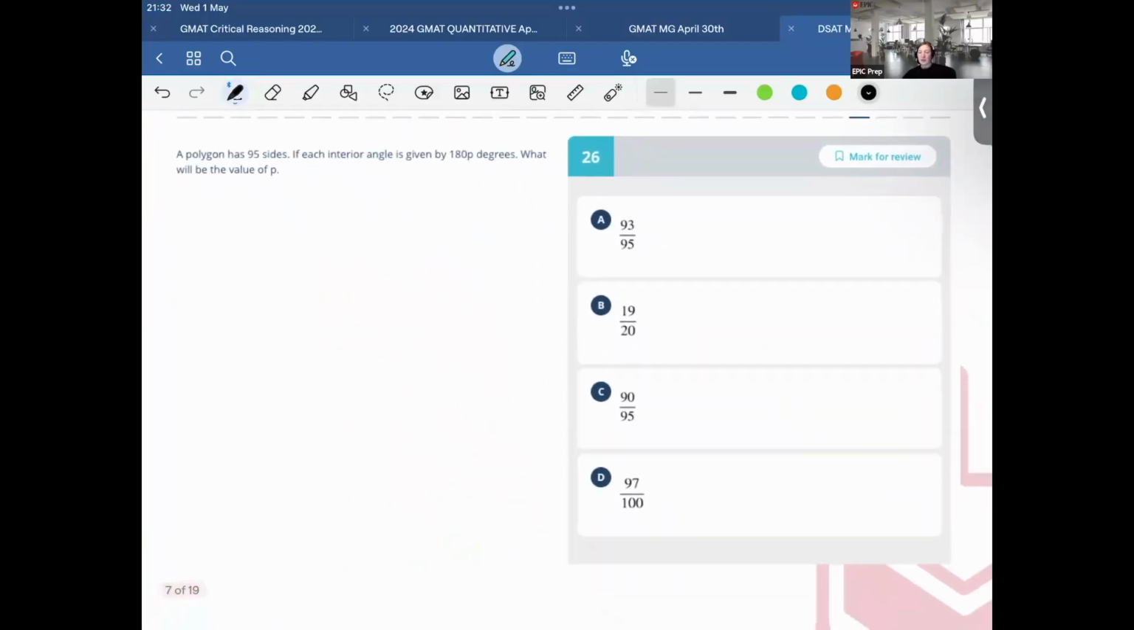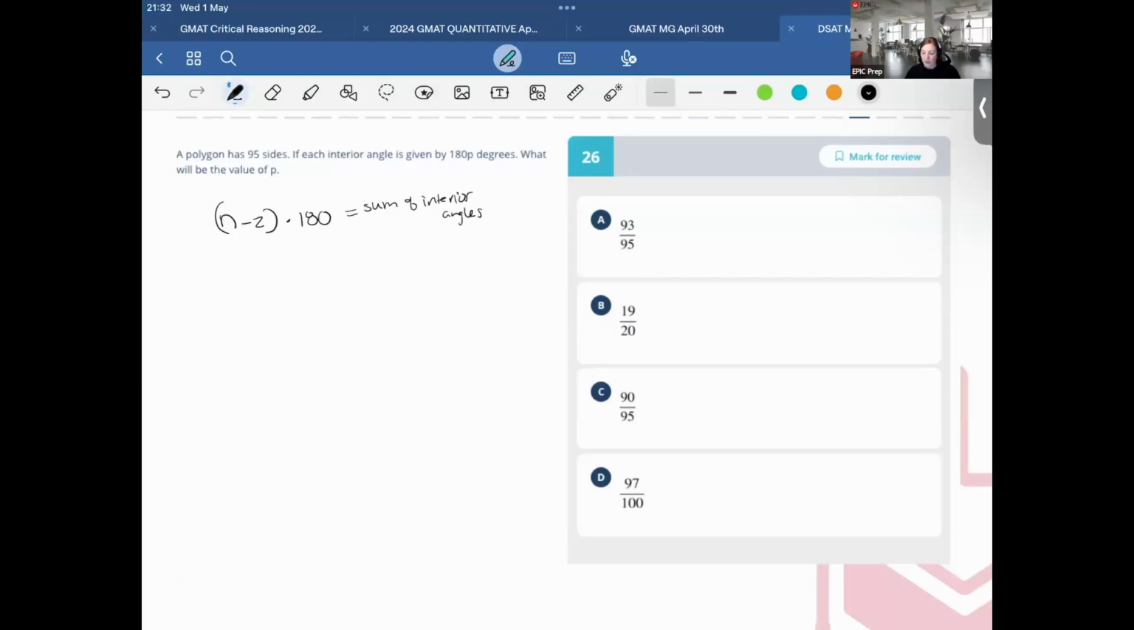Okay, so another concept that could come up and would be good to know are polygons. Here we have the problem: a polygon has 95 sides. If each interior angle is given by 180p degrees, what will be the value of p? First, if I want to find the actual amount of degrees that a 95-sided polygon has, I can use this amazing formula, which is n minus 2 times 180. This will tell me the sum of interior angles of any n-sided polygon.